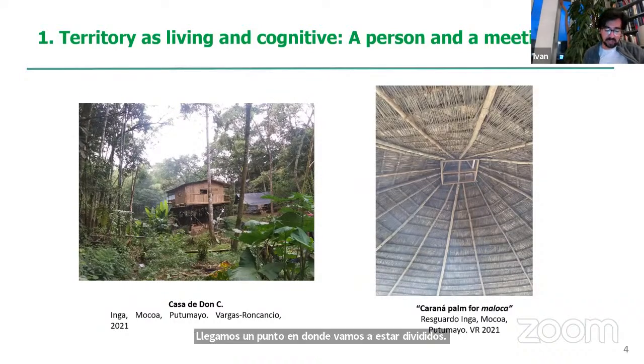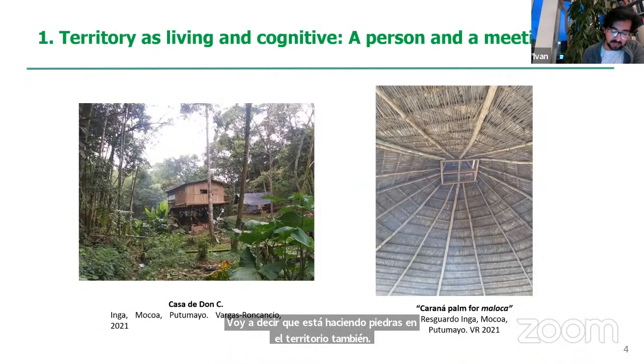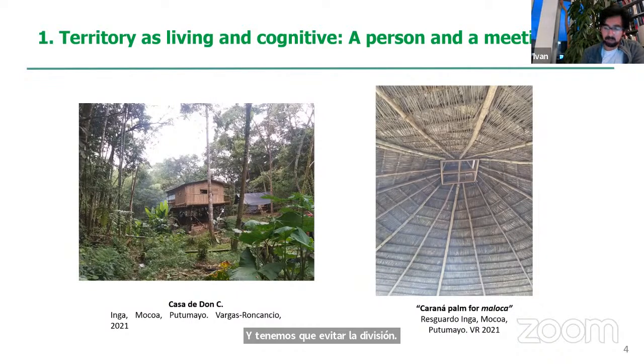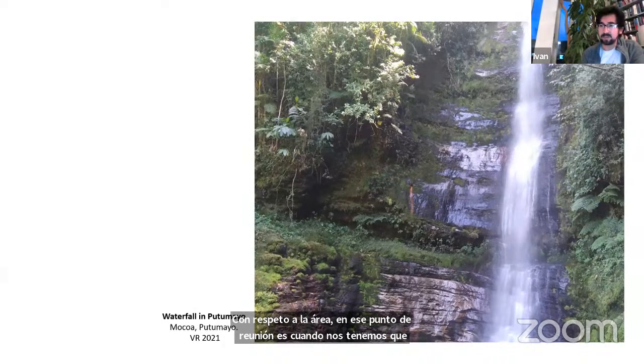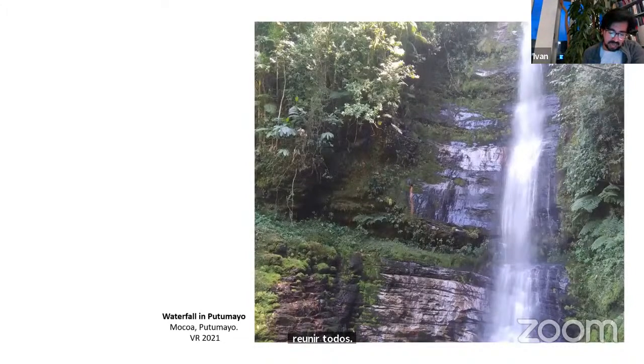This Cabildo groups together dozens of Inga families forcibly displaced from their ancestral lands in the neighboring region of Huila. Intriguingly, a black jaguar was spotted a few days later in that very meeting point where Hernando was standing. The territory, therefore, is not only people, but also a meeting point. It is a place where lifeways meet and cross each other, forming a living tapestry.